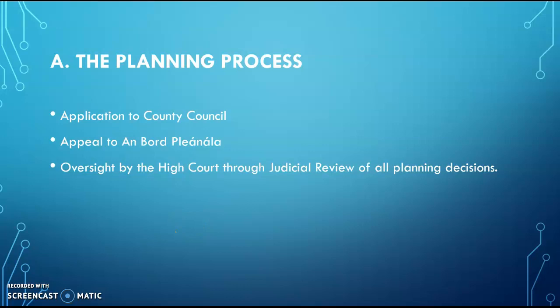So back to this lecture's topic, the planning process in broad outline, or the planning framework. So the planning process consists of an application to county council level. So when you're making a residential planning application, for example, or even a factory application, you apply to your local county council first. And you go through the processes that we're going to look at in the second video on this topic. And then if you are unhappy with the outcome, you're refused, you can appeal the county council decision to An Bord Pleanála. Now, certain types of applications skip the county council stage and go straight to An Bord Pleanála.